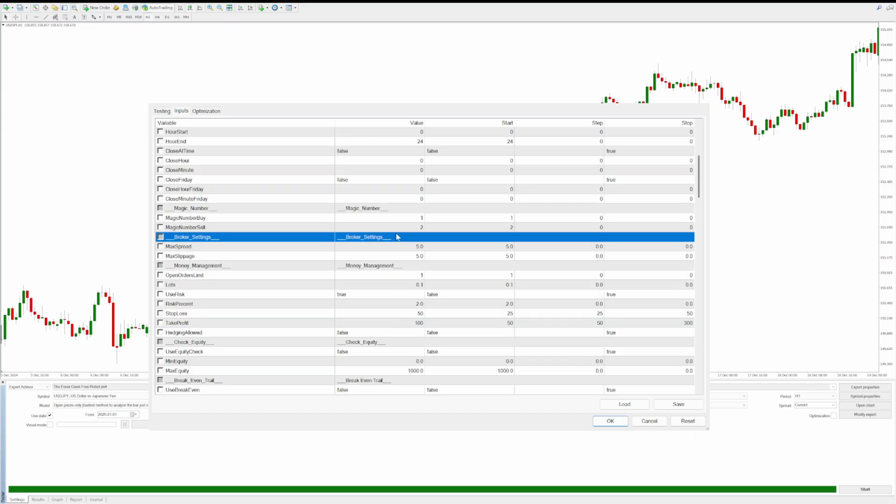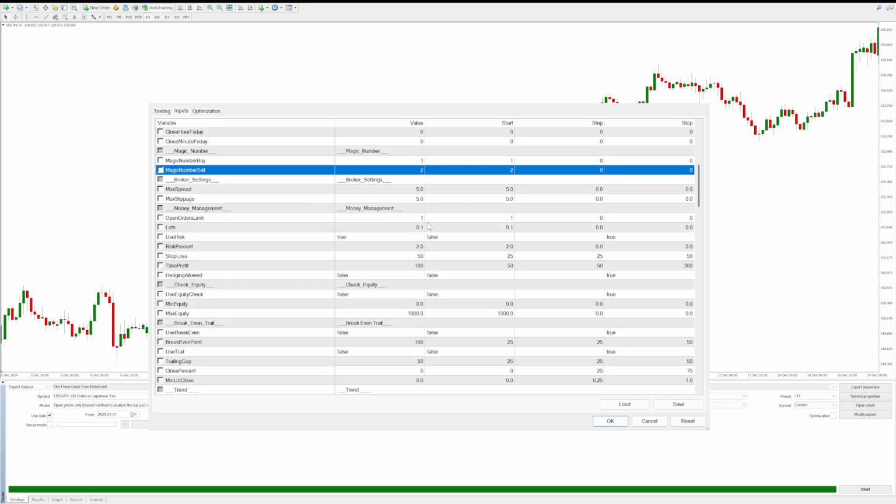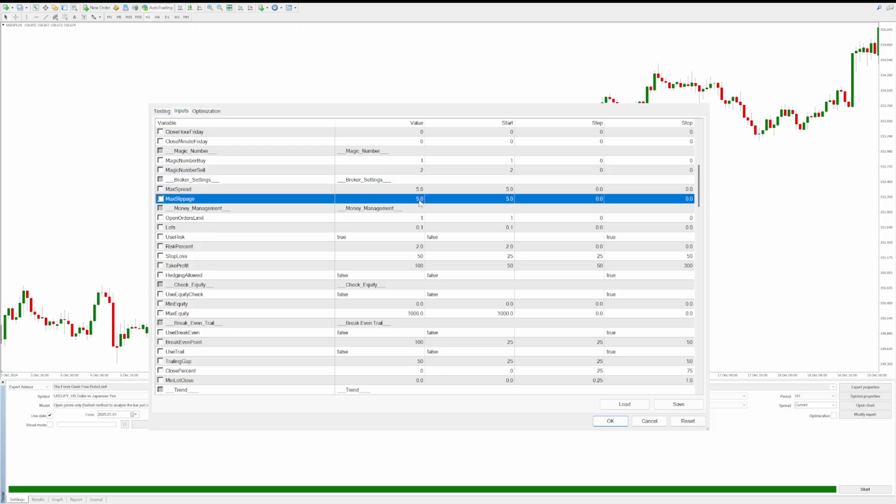Magic number buy, magic number sell, these are order IDs. Prevents the EA from clashing with others you may have running on your account. Maximum spread, maximum slippage helps to prevent trading during unfavorable broker and market conditions.